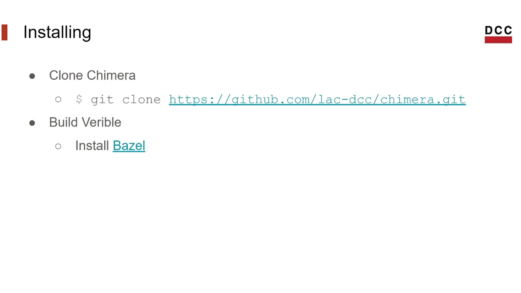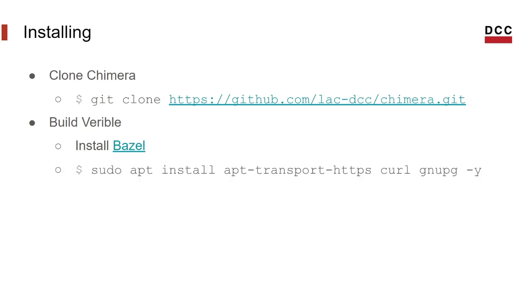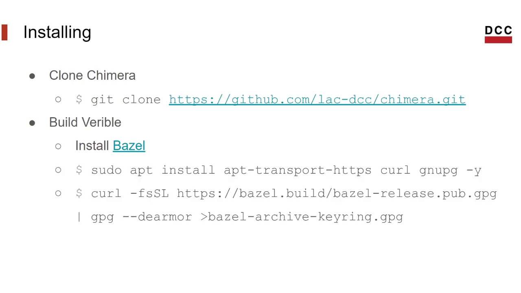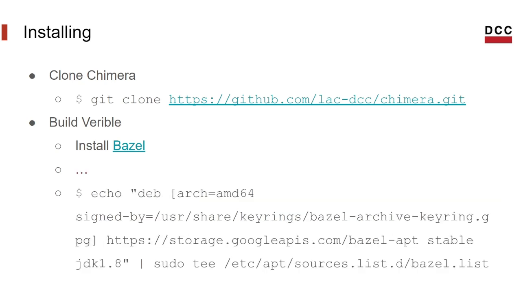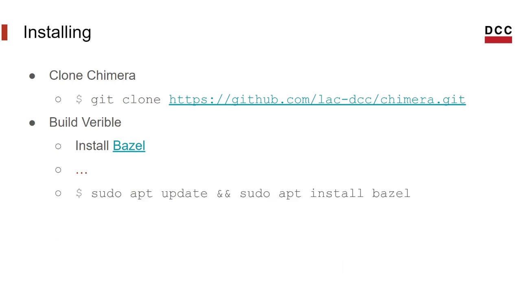To build Verible, we need to first install Bazel. Bazel is a build tool developed by Google, and to install it, we need to install its dependencies, download their GPG key, store it in the keyrings directory, add Bazel's repository to the system, and finally we can install Bazel. For reference, we use version 6.5 of Bazel, and you can find all these steps on Bazel's website.